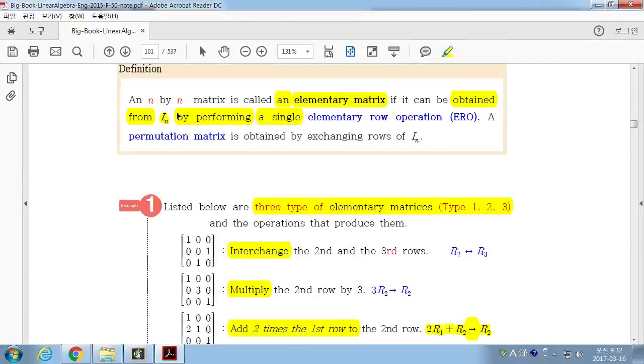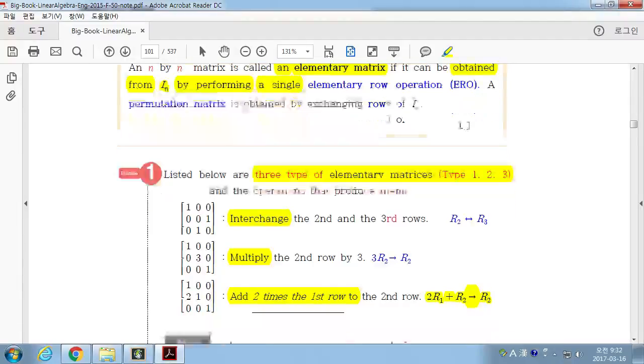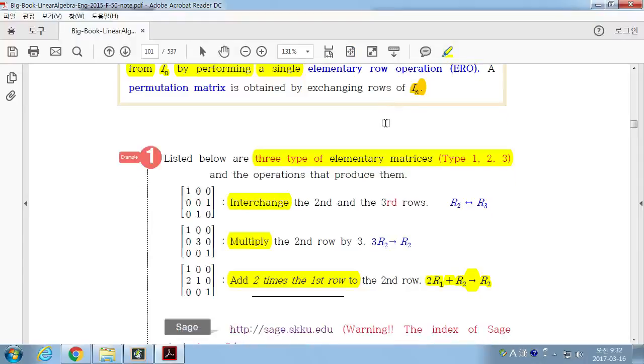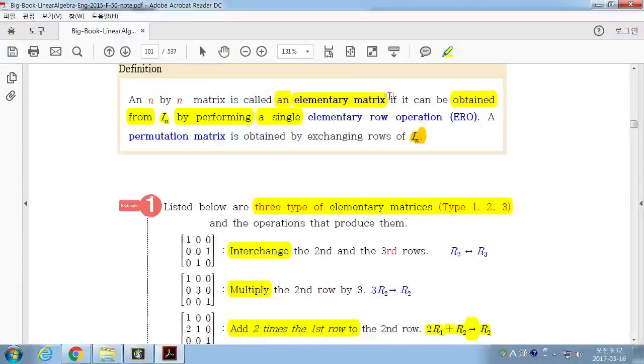Definition. An n by n matrix is called an elementary matrix if it can be obtained from the identity matrix by performing a single elementary row operation, ERO. A permutation matrix is obtained by exchanging rows of the identity matrix. You've learned the elementary row operations before.